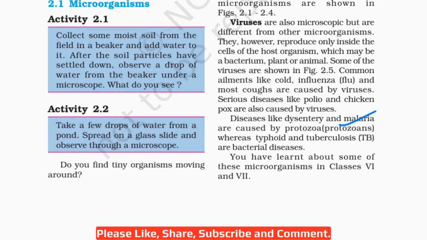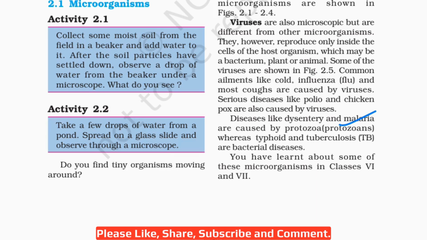So I've already told you about virus, then bacteria and protozoa. Now let's read about algae. Algae is a large group of simple plant-like organisms. And you all know that algae is green colored, and this is found in still water surfaces. Algae also have chlorophyll in them, through which they can carry out photosynthesis. They can make their own food with the help of photosynthesis. And the examples of algae are Chlamydomonas and Spirogyra.